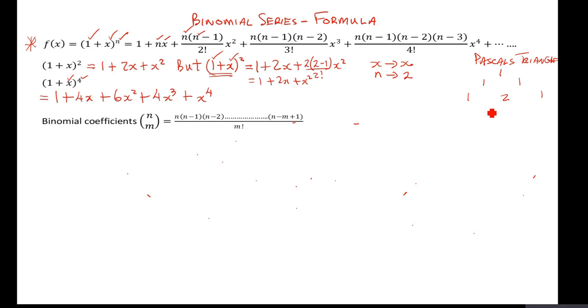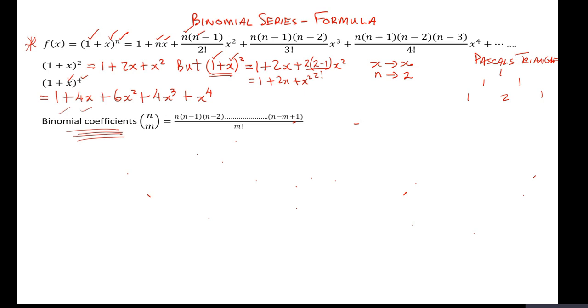What if I ask you to go to a power 20? Whoa, you're going to have to write down Pascal's triangle right down to 20. Well, if you know the binomial series formula, you don't need to do that. You can generate every term simply using the binomial series.